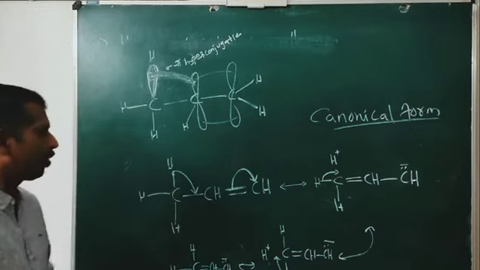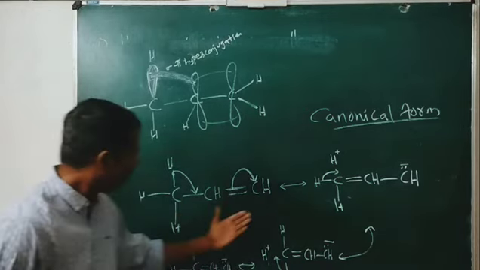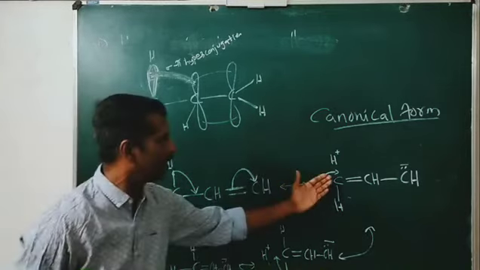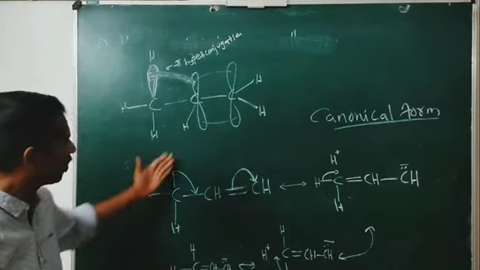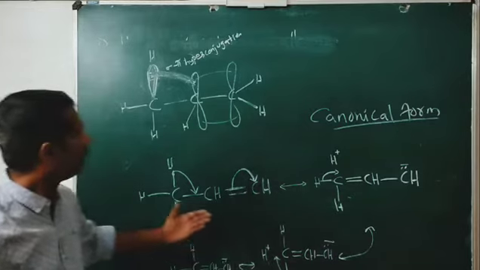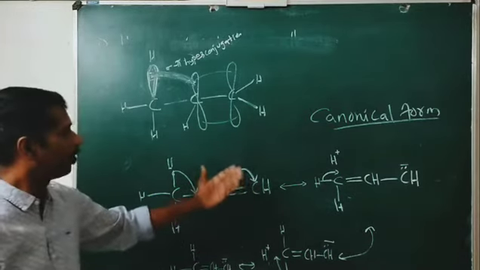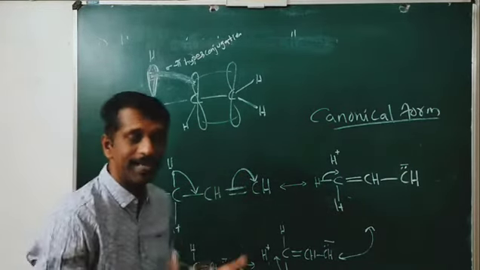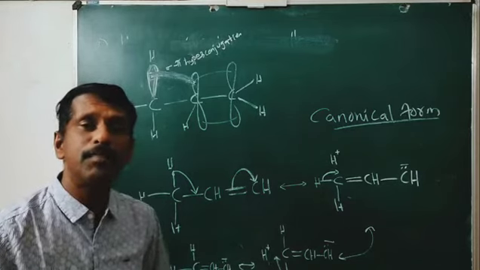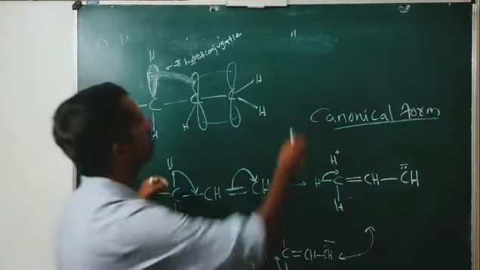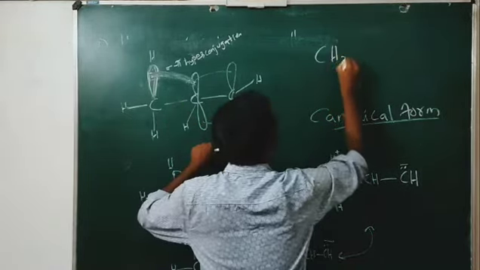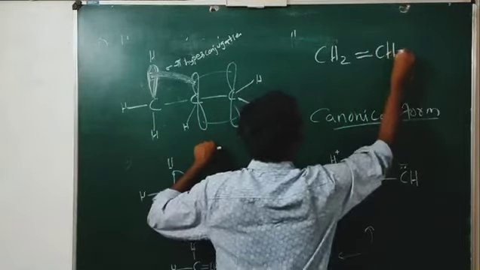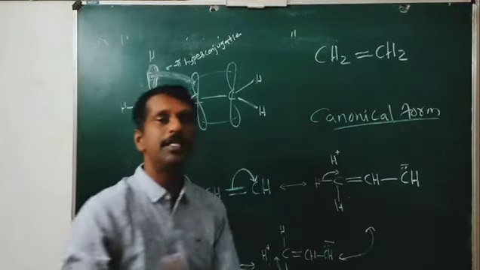So we can see that propene is stabilized because of this. This is what is called hyperconjugation interaction, and we can say that propene is more stable than ethene. What is the structure of ethene? Ethene is CH2=CH2. In ethene, hyperconjugation is not possible.